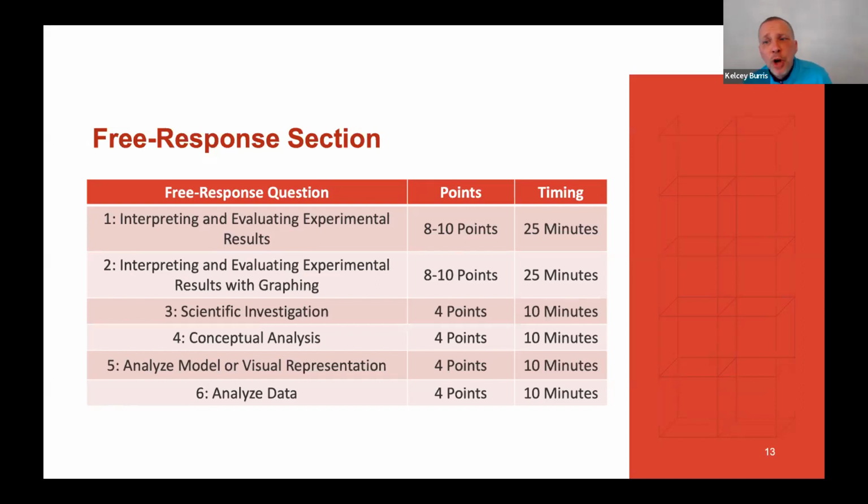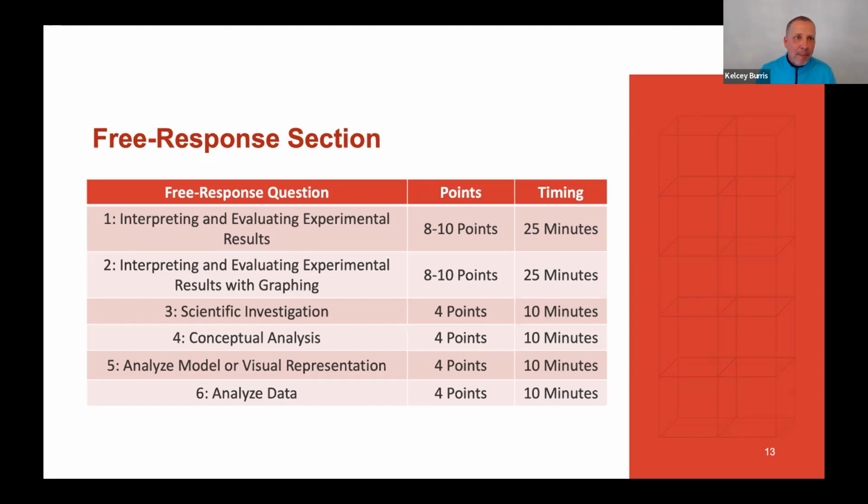Okay. So when we look at the free response questions, you'll notice that question number 1 and 2 are 8 to 10 point questions, and you're going to average about 25 minutes on those, because they are considered the long FRQs. They're going to be longer in length. They're going to have more sections to them.